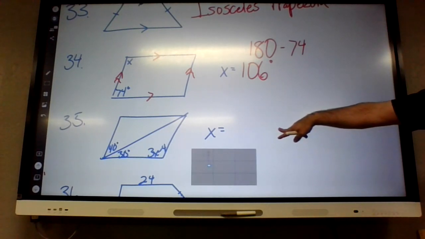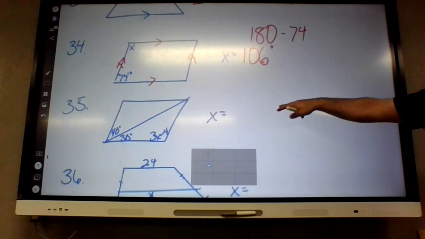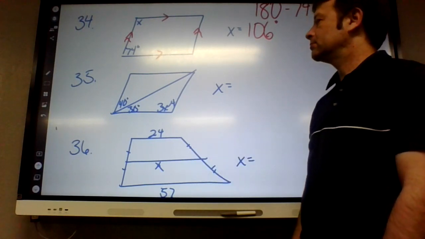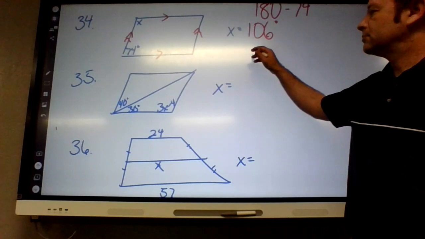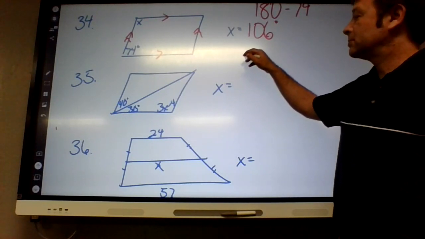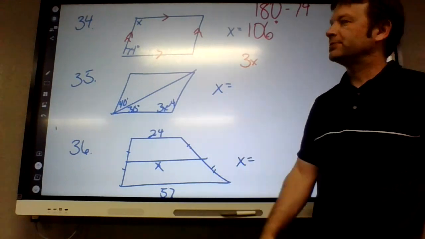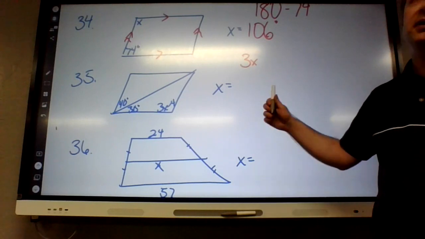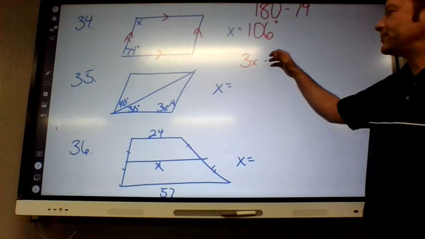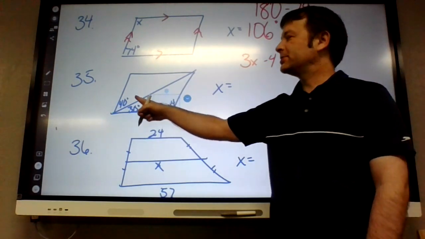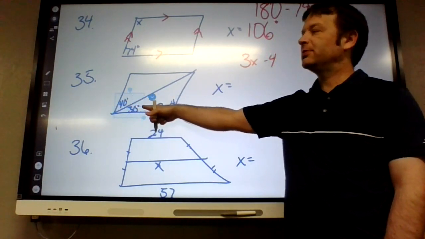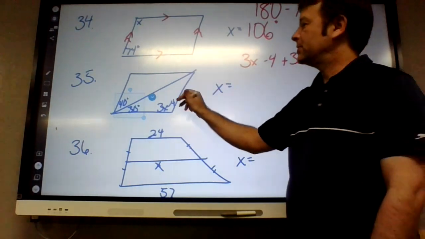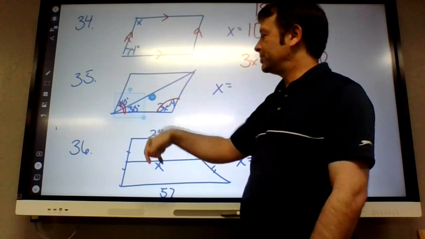Okay, on 35, how are we gonna set that one up? 3x minus 4 equals 70. No, dang it. Oh wait, 3x minus 4 equals 110. Well, yeah, actually that's true, but I guess it's 3x minus 4 plus these two should equal 180, right? Wait, say that one more time. 3x, this angle and this angle, just like those two, should add up to 180.